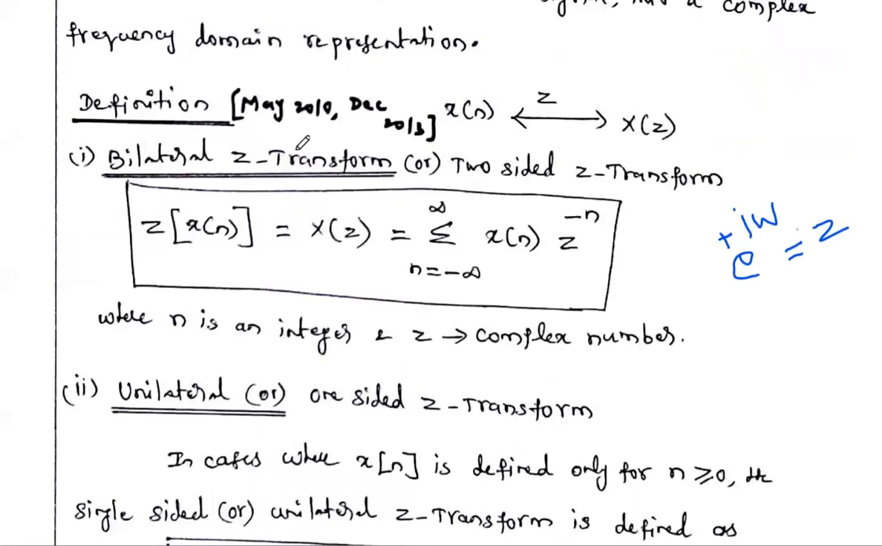So this is an important 2-mark question: define two-sided Z transform and one-sided Z transform. This question is asked two or three times as a 2-mark question. Or define bilateral Z transform and unilateral Z transform. So you have to write this formula. It is an important 2-mark question.